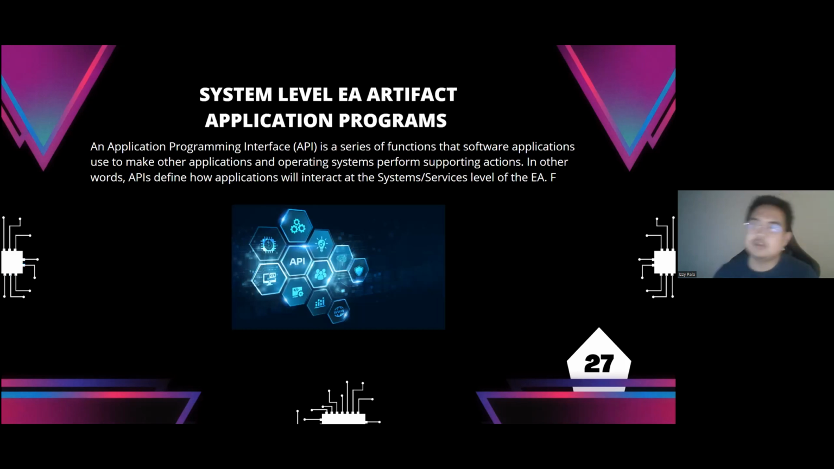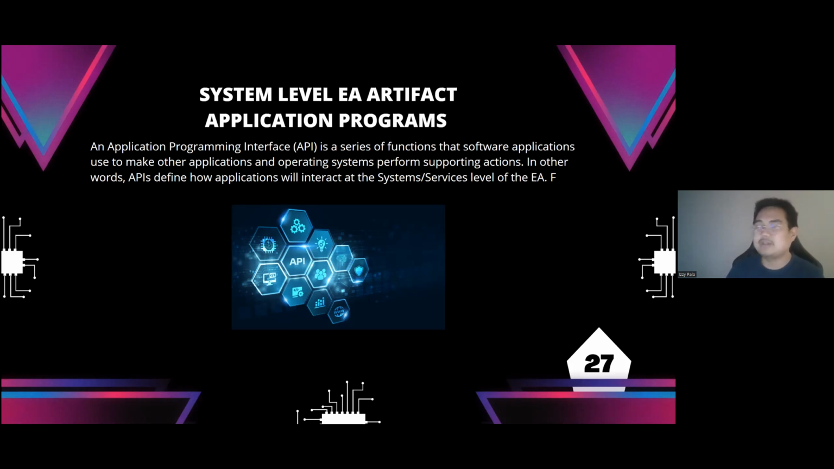Another thing you need to note here in the application program artifacts is the APIs. An application programming interface is a series of functions that software applications use to make other applications and the operating system perform supporting actions. In other words, some APIs define how applications will interact with the systems and services level of EA. In my work, we use a lot of APIs to communicate with other systems.